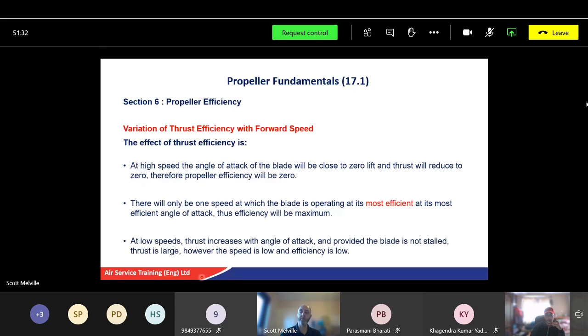So at low speeds, thrust increases the angle of attack, and provided the blade is not stalled, thrust is very large. We want to increase that angle of attack as much as possible to get as much power, but without the possibility of stalling at the same time. But therefore, the speed is low, and unfortunately, efficiency is low as well.